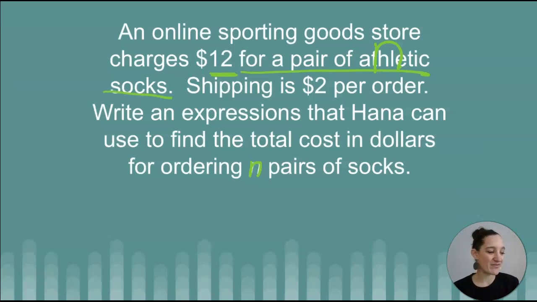There's a per order, right? Per order, but Hannah's only ordering one. Like, she's only doing one order. So that's just going to be times 1, right? So no matter what, it's going to be $2 for her order. Now, if she was ordering today and then next week and then after that, then we'd need to do like times O for how many times she orders. But she's only planning on ordering once. We'll just do $2 for the shipping.